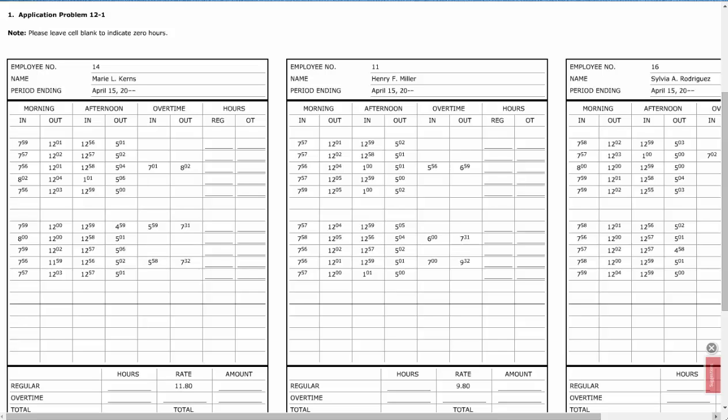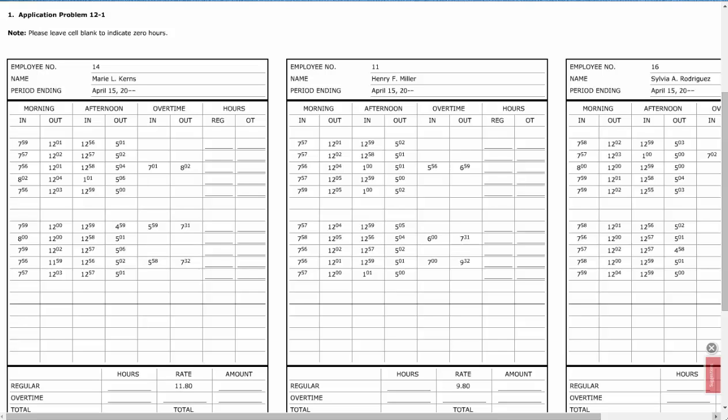So we can see on this day right here, Marie was in the morning at 7:57 and went to lunch at 12:03. So this person does not get a paid lunch. They get time off for lunch. So when I take a look at 7:57, what am I going to do for this? We're going to round this to 8. So we're going to count in the morning from 8 till 12: 9, 10, 11, 12. So how many hours did they work in the morning? 4. Off for lunch, came back in at 12:57.